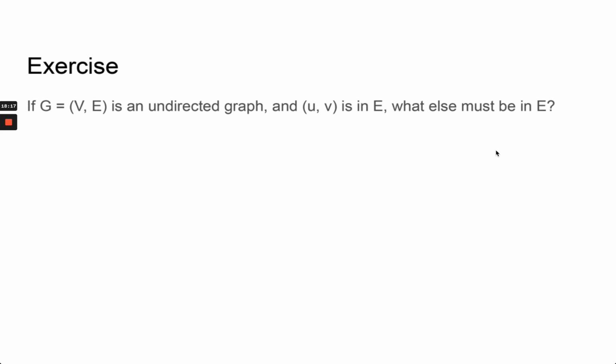So if G is an undirected graph and UV is in E, what else must be in E? If we were to explicitly write all of the connections out, and G is undirected, and UV is in E, what else must be in E?